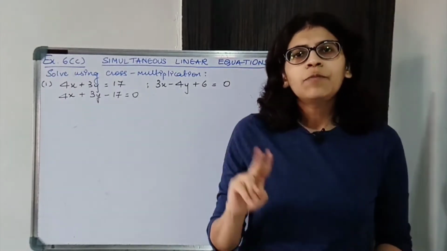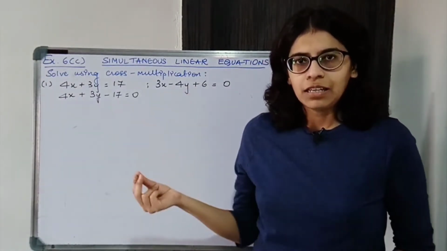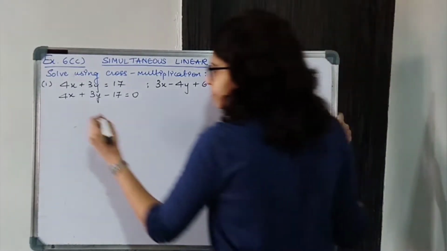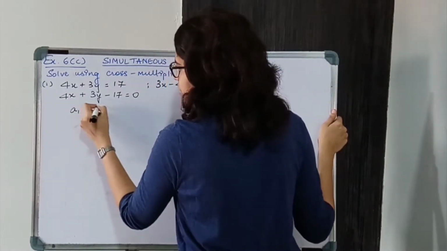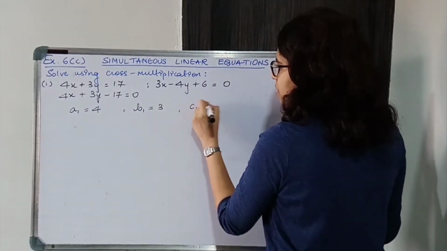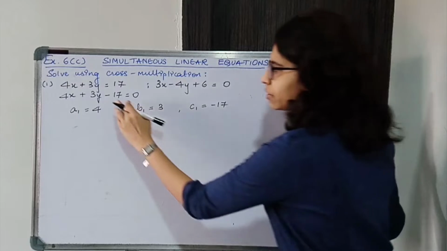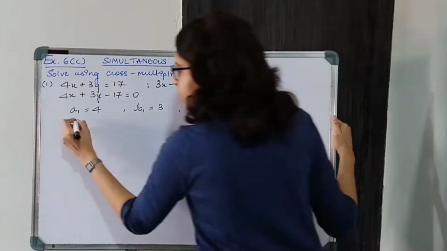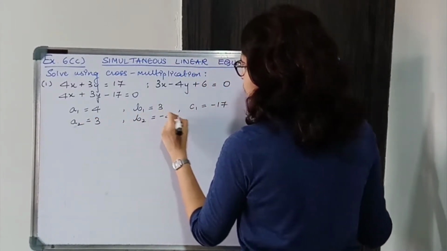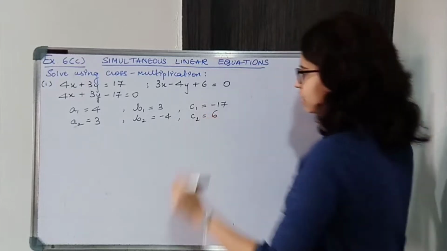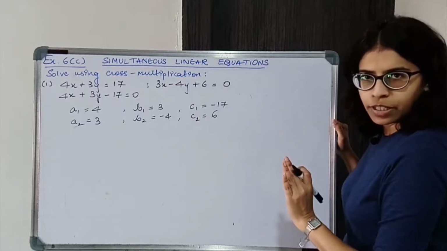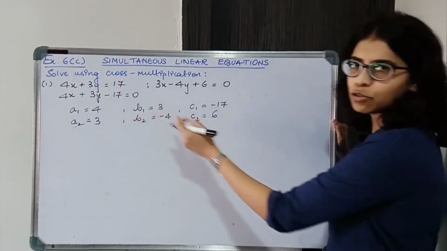Okay, second step, we'll write down the values of a, b and c. So for first equation a1 b1 c1, and for second equation a2 b2 c2. So a1 is 4, b1 is 3, c1 is minus 17. Don't forget to put the sign. Okay, a2 is 3, b2 is minus 4, c2 is 6. Okay, now make sure you write it in this form only. Okay, a1 b1 c1, and right below that a2 b2 c2.